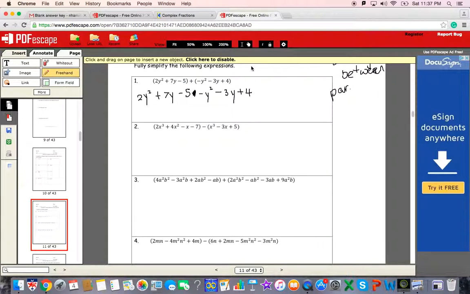All right, so we're going to go ahead and join our like terms. I'm just going to use a little code here. If it has a y squared, I'm going to put a check mark. So check mark here as well, and there's no more y squared. So we have 2y squared minus y squared, and that gives us y squared. I'm going to use a squiggly for everything with a y. So 7y minus 3y gives us plus 4y. And finally, I'm going to use a straight underline. So minus 5 plus 4 gives us minus 1. Since there are no more like terms, we know we're done, and that's our answer.